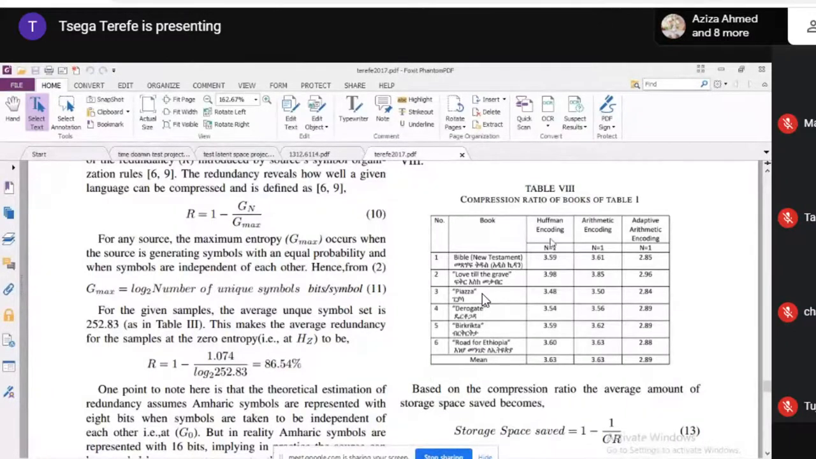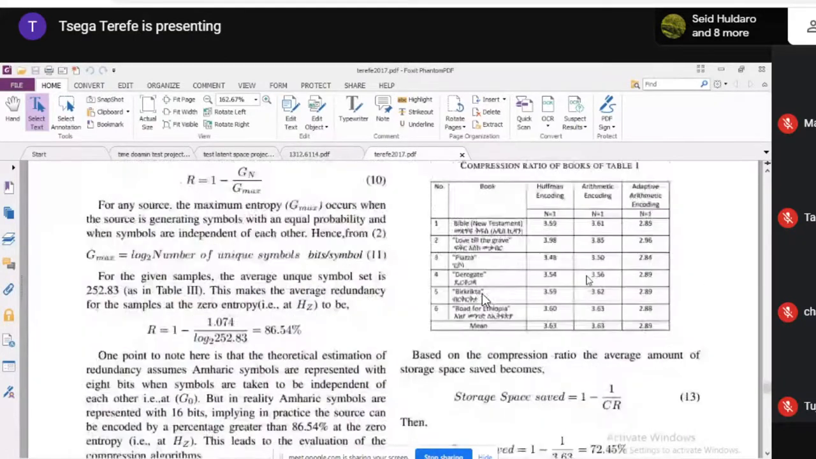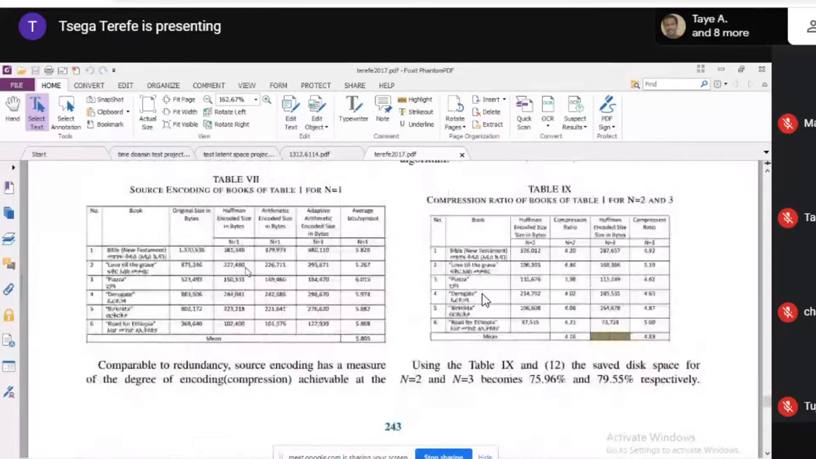And given that the N1 Markovian chain model, the models in the natural language, what you need is around 3.59 bits per symbol. What you need is 3 bits. It's not 16 bits. So you can see that.